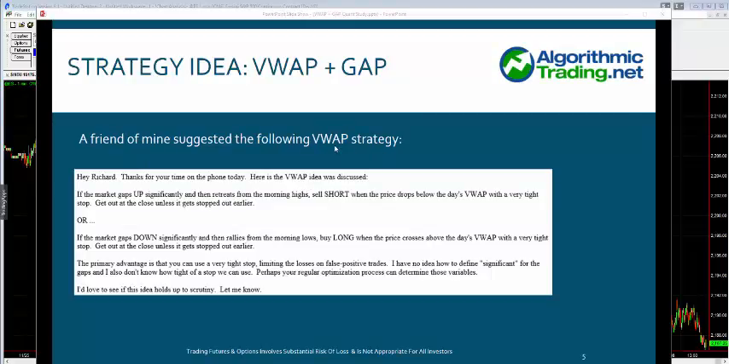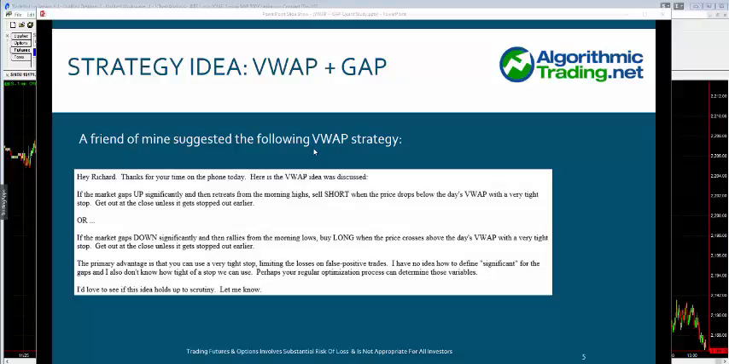Okay, so let's start with this. I basically took a picture of the email that he sent me, and he and I were talking, and I asked him to just email me the idea that he had with the VWAP, and I think it was an idea that was taken from maybe a blogger, another guy that does some videos. But here's what he wrote.